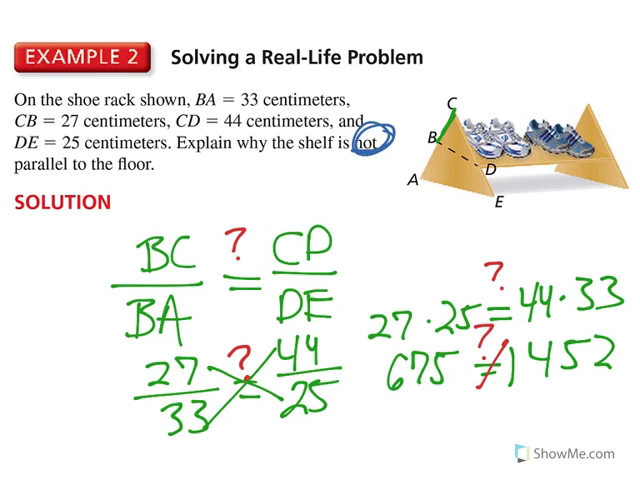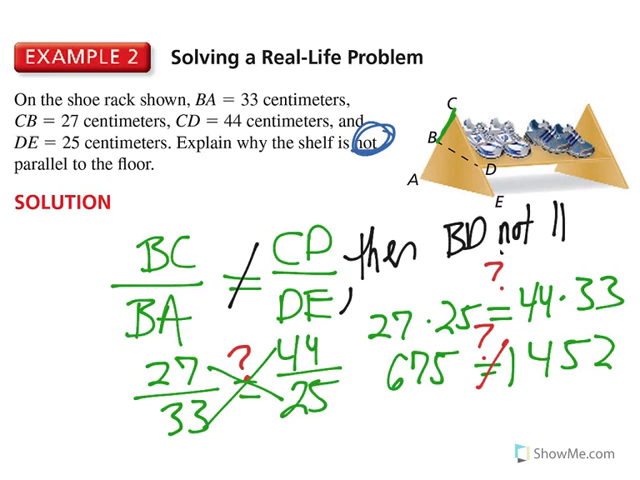So since they are not proportional, if we go back to our statement right here, I can take off this question mark and I'm just going to cross through it that it's not proportional. Then that means that they are not parallel. So I can say that BD, that segment, is not parallel. We'll say then BD is not parallel, I'll put the not parallel symbol there, to AE. Okay, keyword that it's not, because they are not proportional.